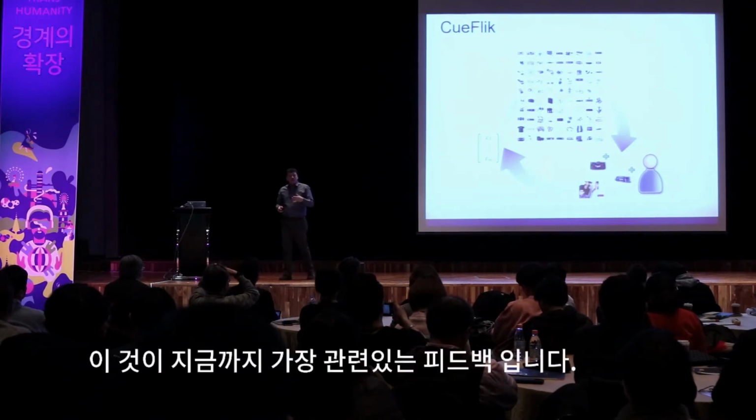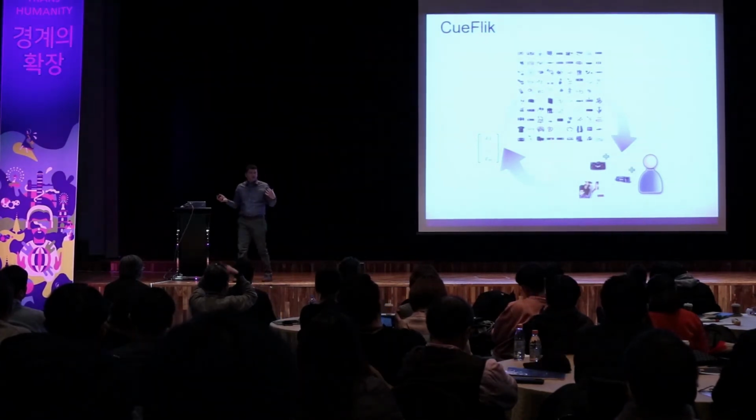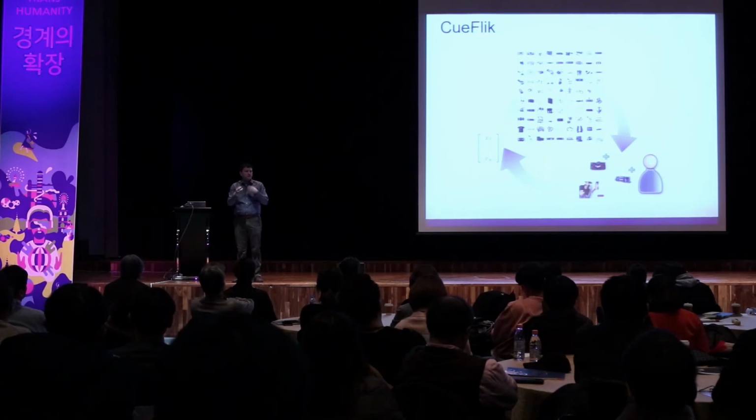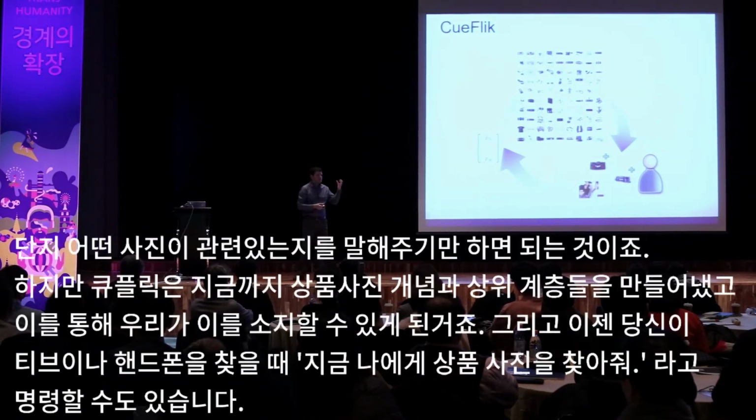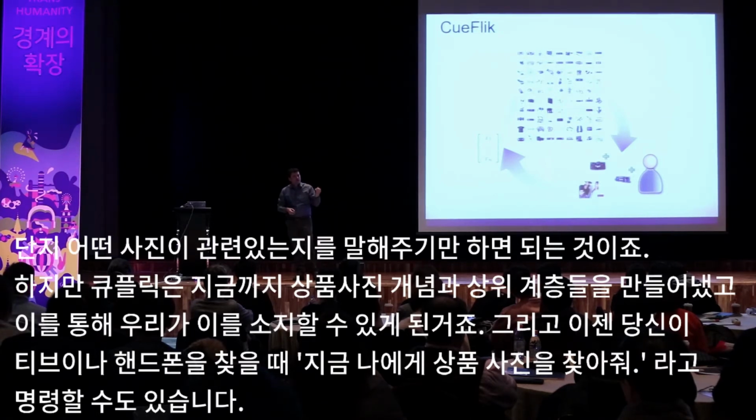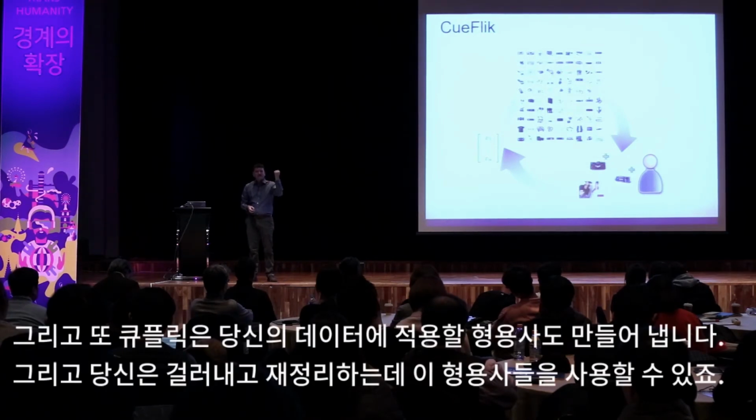So this is mostly relevance feedback so far, right? Where we're just telling it which results are relevant to our query. But the thing that Qflick did is that it made this product photo concept a top-level thing, and you could carry it forward. And now if you did a search for telephone or television, you could then say, now show me the product photos, right? And it made this an adjective that applied onto your data. And you could use this adjective to filter and re-rank.